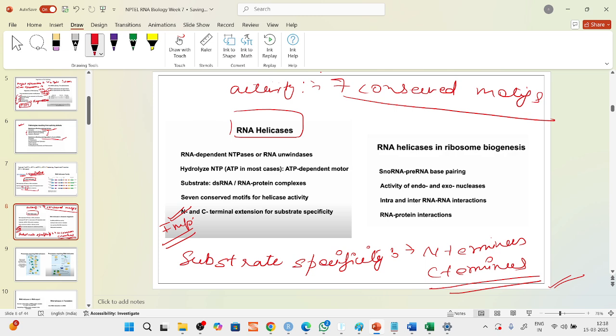So these RNA helicases are also involved in the biogenesis of ribosomes. How do they help? They help in the snRNA pre-RNA base pairing. They help in RNA protein interactions, where these are the places where they act. snRNA, small nuclear RNA, pre-RNA base pairing during the activity of endo and exonucleases, intra and inter-RNA interactions, or RNA protein interactions. All these places, these act.